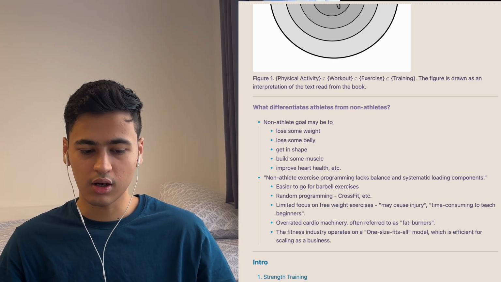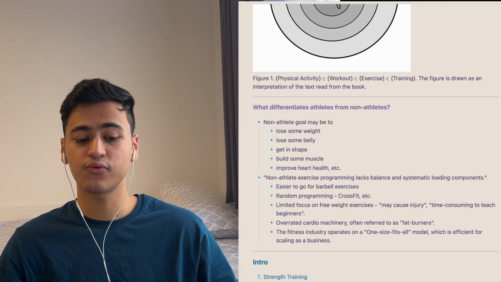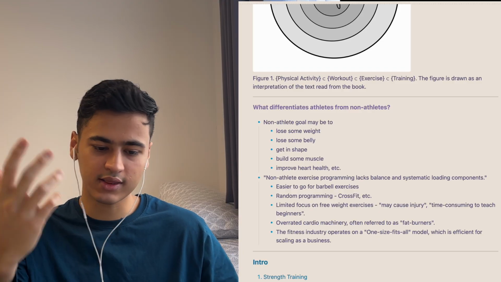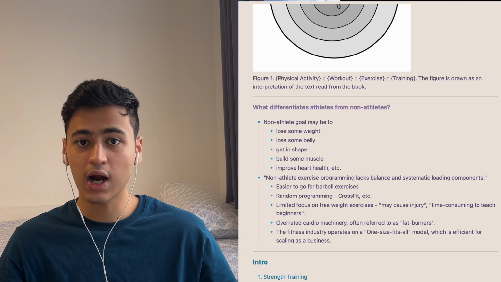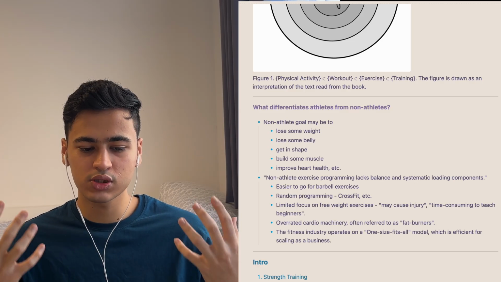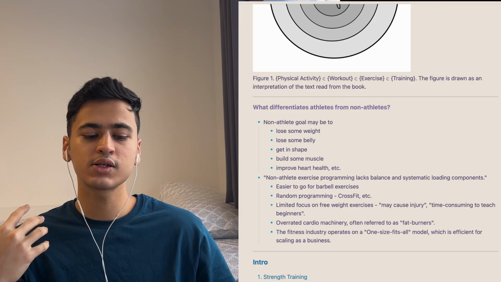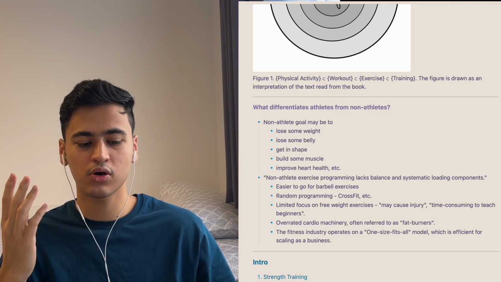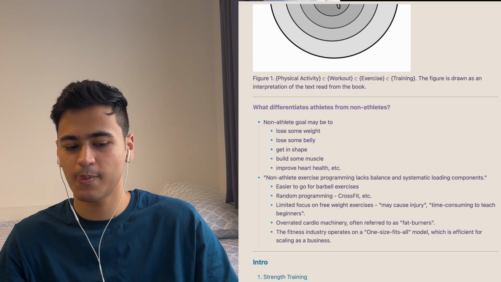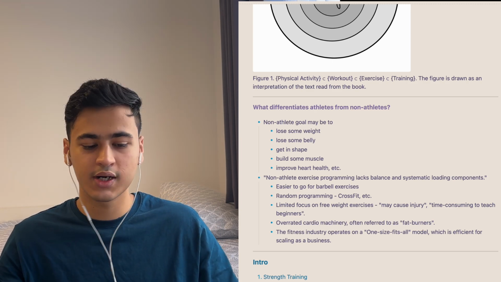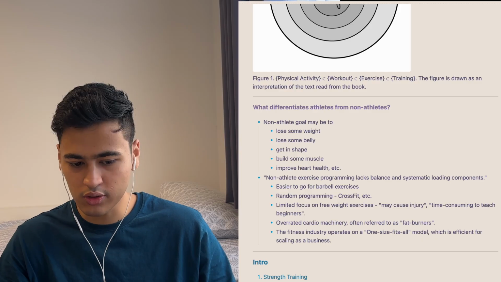Lose some belly. Again, okay, lose some belly fat. Again, I think we'll study in the future that spot reduction is a myth. You can't lose just belly fat. You have to lose fat, and the distribution of fat is dependent on person to person, human to human. So lose some belly fat is a goal, but it's not a specific goal. It's not scientific at all.